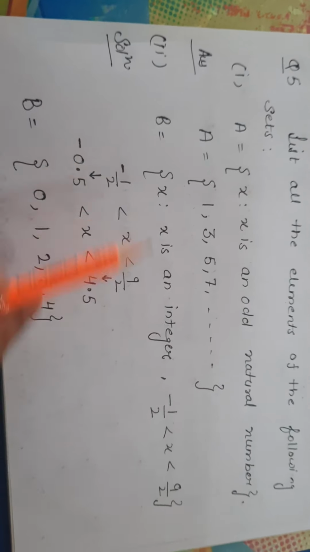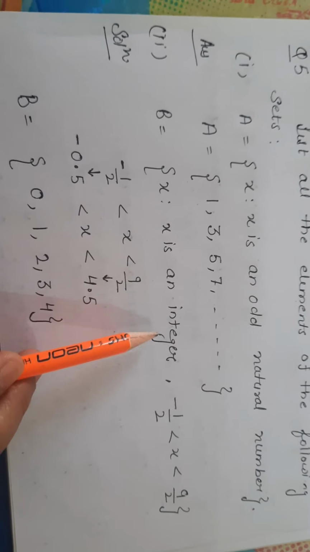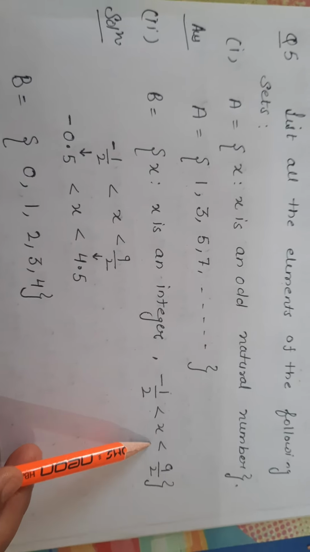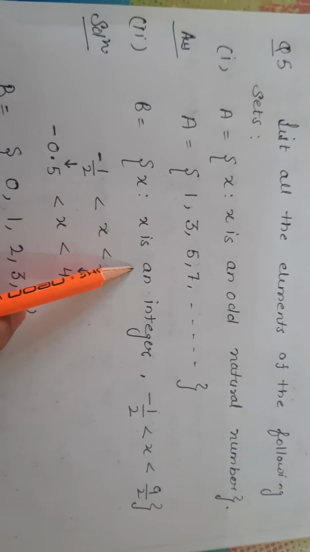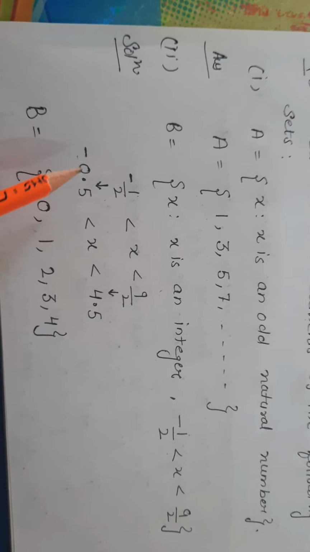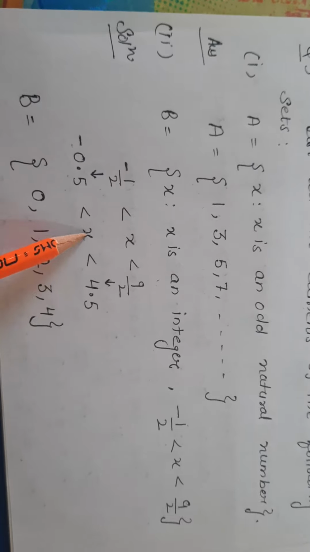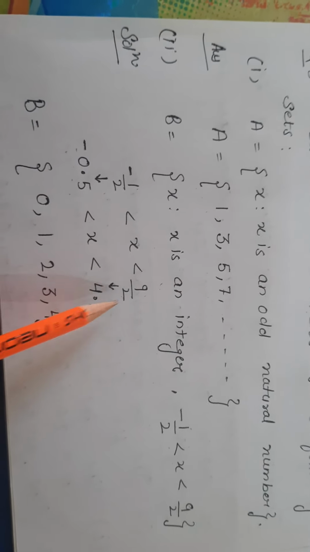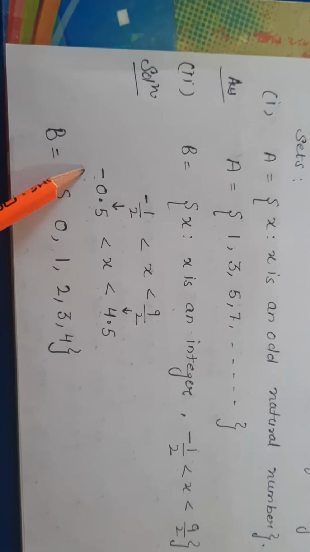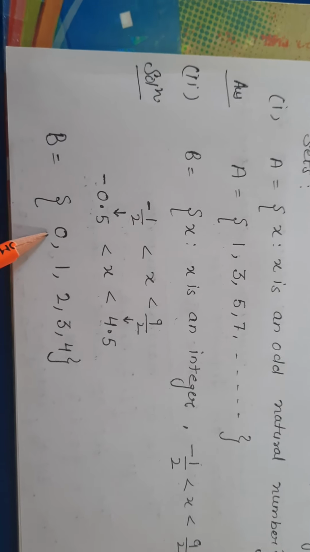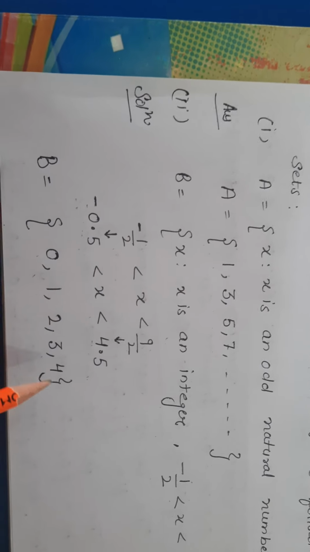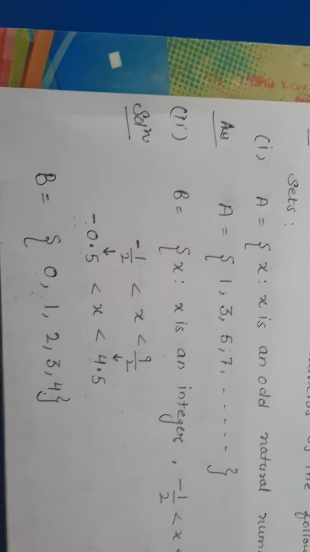B, set of those x such that x is an integer and x is greater than minus 1 by 2, less than 9 by 2. Important part, x is an integer. This is greater than minus 1 by 2. Now, minus 1 by 2 means minus 0.5. x is greater than minus 0.5. 9 by 2 means 4.5. And this is less than 4.5. Right? So, greater than minus 0.5, your answer will start from 0, comma, next element 1, comma 2, comma 3, comma 4. And then you are going to apply the curly brackets.